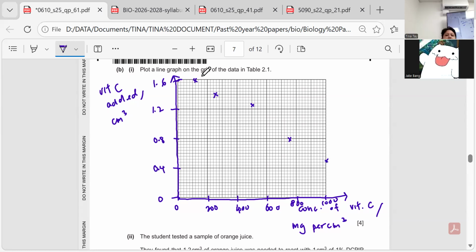Okay, so what is your line? Straight line, right? Your plots must cover more than half of the graph. Get it? Yes. No.